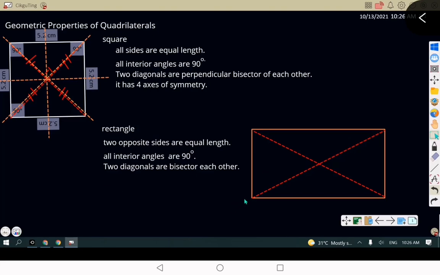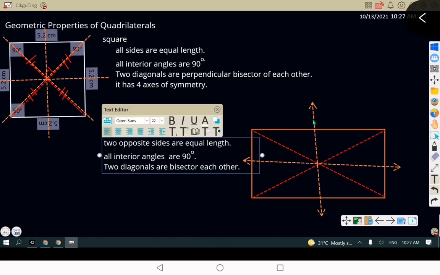Okay, this is an important thing. Another one we can consider is symmetry. This one has one axis, and another one makes two. So it has only two axes of symmetry. Okay, two axes of symmetry.